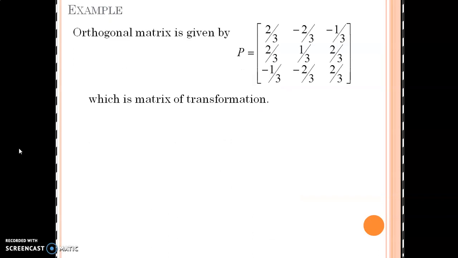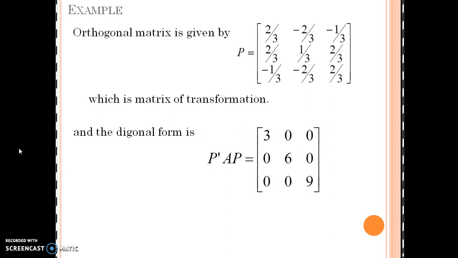The orthogonal matrix consists of these orthogonal eigenvectors and it is called the matrix of transformation. So the diagonal form is obtained by P transpose AP, and the diagonal elements are the eigenvalues. So correspondingly, the canonical form is written as 3x square plus 6y square plus 9z square.